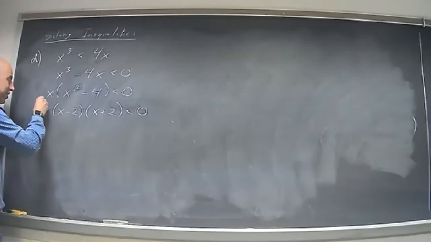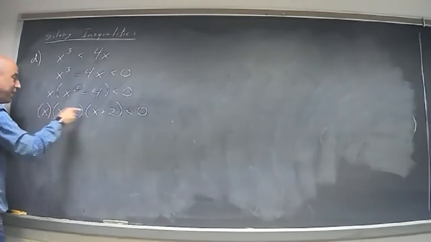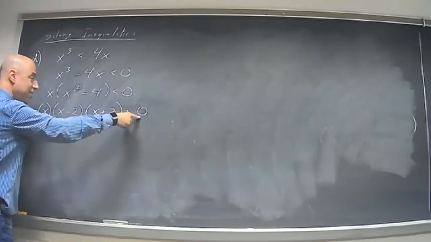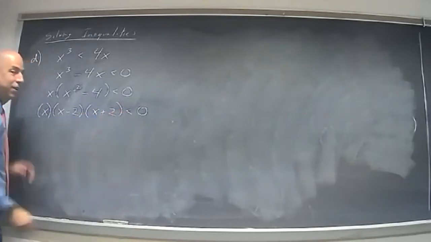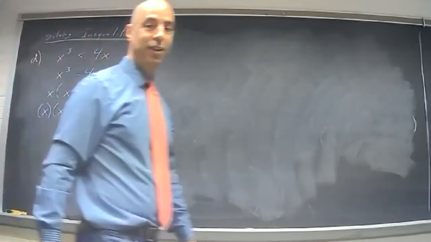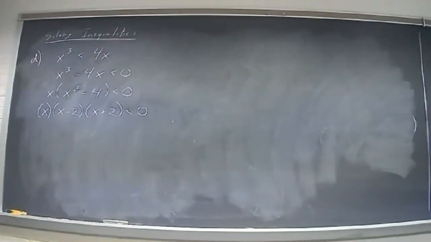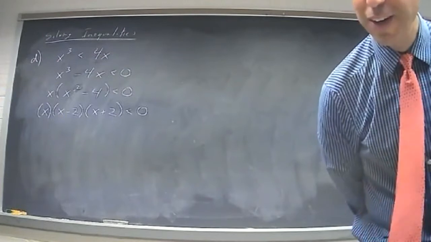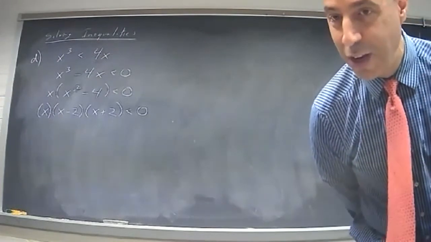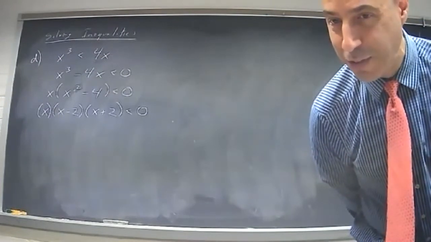If the product of 3 things is less than 0, in other words, is negative, what can you tell me? Either 2 of them are negative or just one of them is negative. So the answer is negative. Good. So if one of them's negative, it's negative. What was the first thing you said?